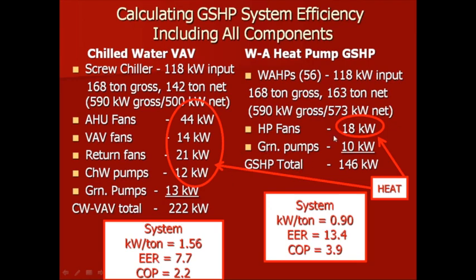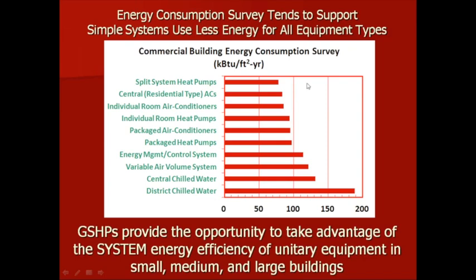On the other hand, all we have in the ground source is a pump, fans, and the heat pumps themselves, and we're losing 18 kW in terms of heat. So when we put all those together, we have 0.9 kW per ton and an EER of 13.4, a system COP of 3.9. Now this is at full load conditions, so the seasonal efficiency will be slightly better. But there's a lot of stuff in here that creates heat.